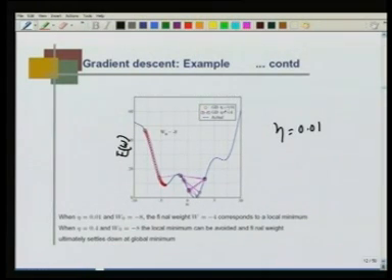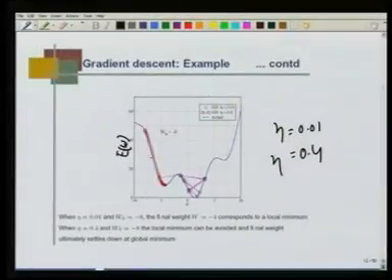But if I change eta from 0.01 to eta equal to 0.4, then my step size, the learning rate, has increased a little bit. You can easily see that this square one, from this point it jumps to this point, and from this point it goes to this point, and again from here until it converges to the global minimum in this case. So, changing this eta, I am able to reach the global minimum.